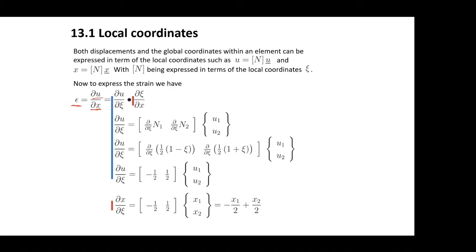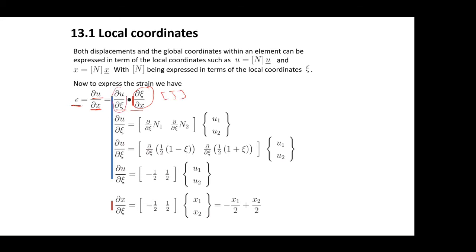We need to find the derivative with respect to xi. So this is why we use the chain rule. This is just the chain rule: the derivative of u with respect to xi multiplied with the derivative of xi with respect to x. Now this guy is very famous. We call this guy the Jacobian matrix.